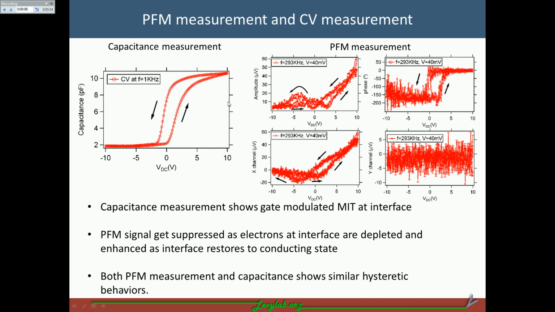The capacitance measurement here shows the interface can be modulated through the metal insulator transition by this DC bias. So as the DC bias decreases, the capacitance signal will get strongly suppressed when the electrons at the interface are depleted, and it will be restored when the top gate bias increases.